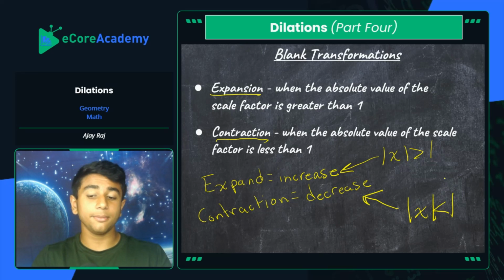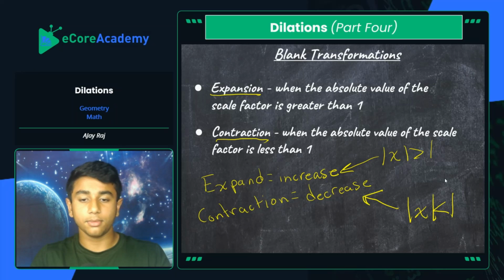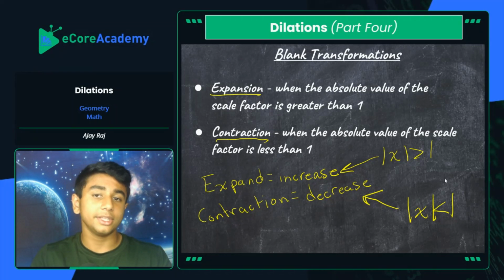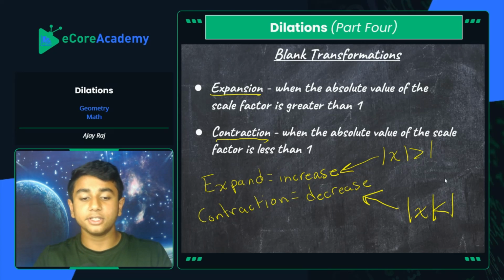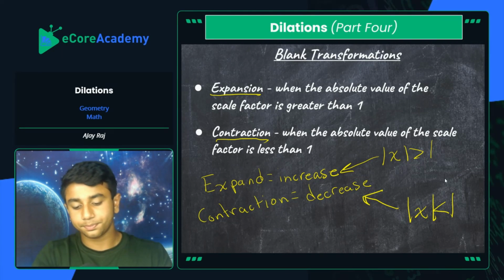And just to say that in layman's terms, in order for a scale factor to be an expansion, it just has to be a number that's greater than 1, meaning it can be a negative number, but the digit itself just has to be greater than 1. And if that number is not a decimal and it's not 0, then it's an expansion. But if it's a decimal, then it has to be a contraction. So no matter if it's negative or positive, it's going to be either expansion or contraction.